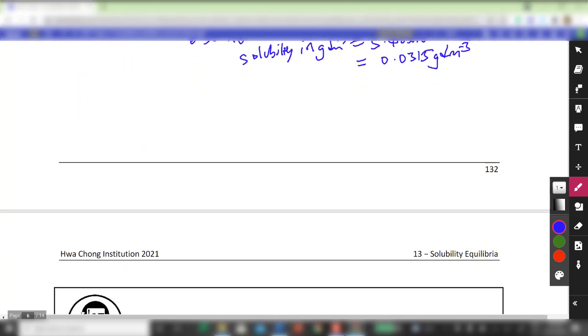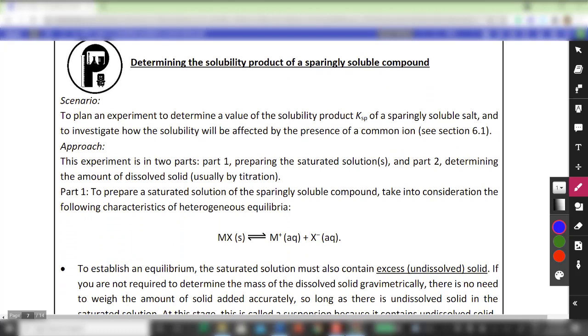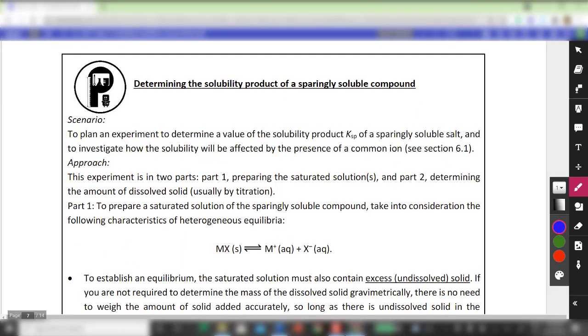Okay, then next we have a planning icon over here. In order to determine the solubility product of a sparingly soluble compound, usually you'll be asked to write out a simple plan. It's actually not too difficult to write out this particular plan if you have the big picture in mind. In short, you are attempting to dissolve as much as possible of the salt in water. That means you are supposed to prepare a saturated solution, in this case at room temperature.